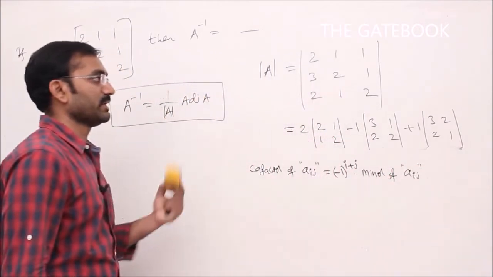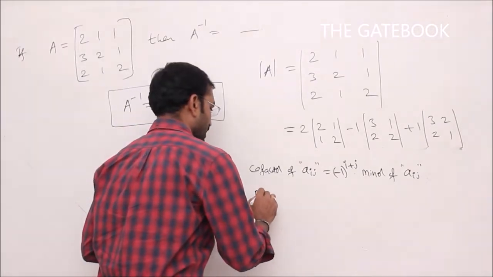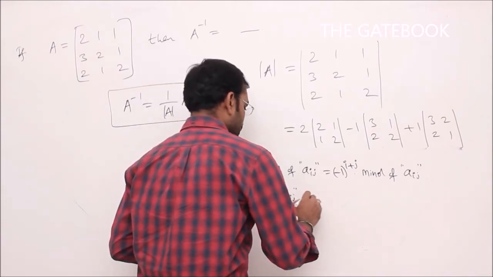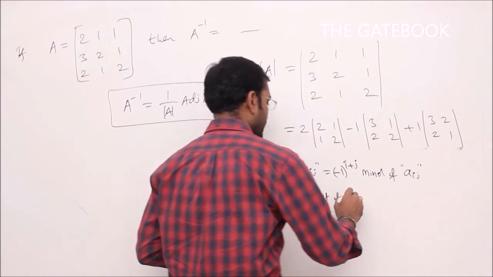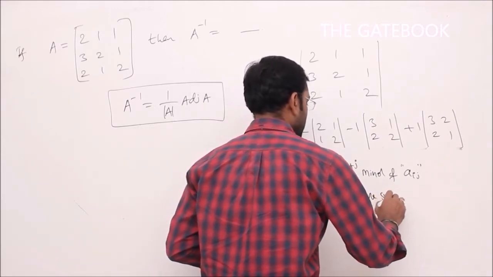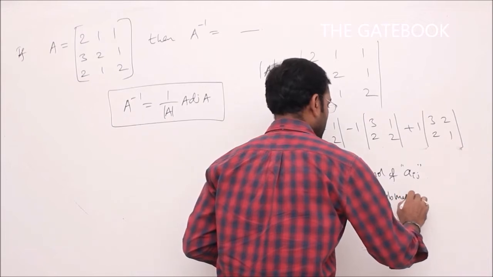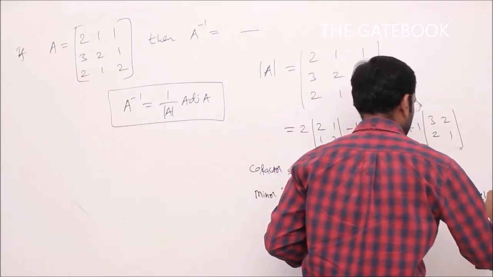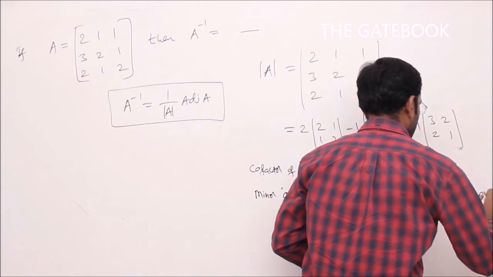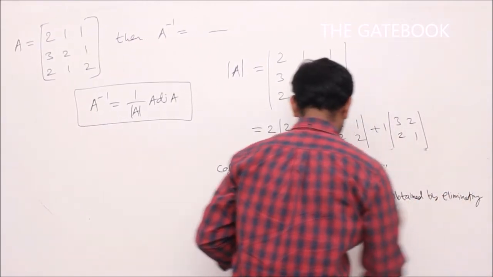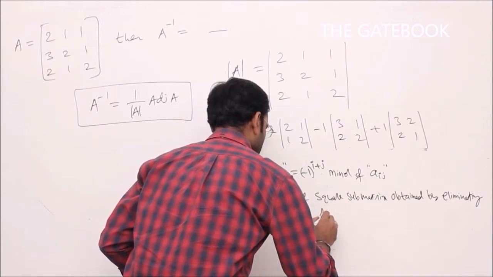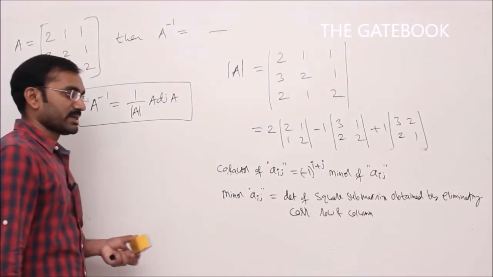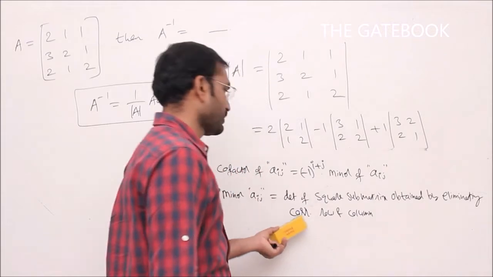See again here, what is meant by minor? The minor of any element Aij is the det of the square submatrix obtained by eliminating the corresponding row and column.